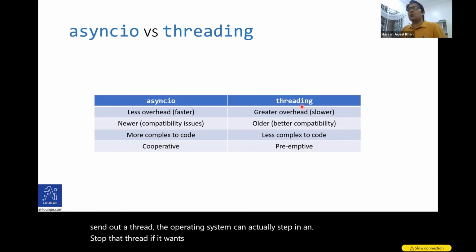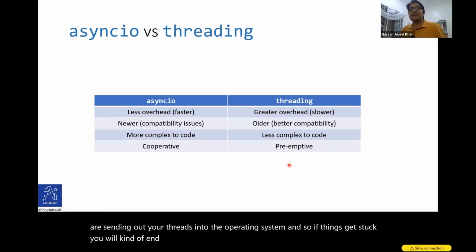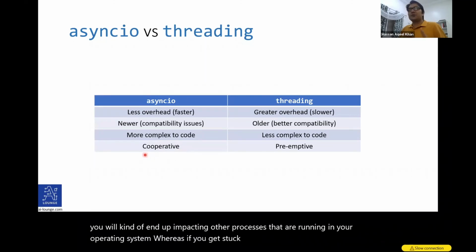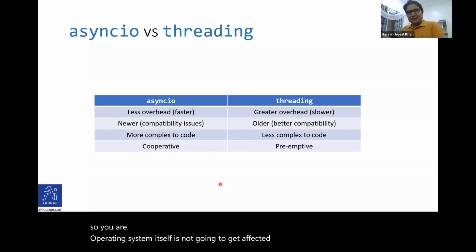Now with threading, this is required because you are sending out your threads into the operating system. And so if things get stuck, you will kind of end up impacting other processes that are running in your operating system. Whereas if you get stuck with async IO, it's not really going to affect other things because you're getting stuck within Python. So your operating system itself is not going to get affected. So that's a table which compares async IO and multi-threading.